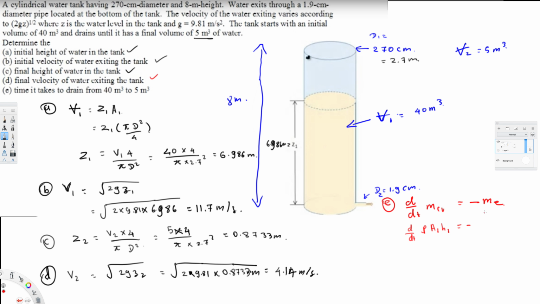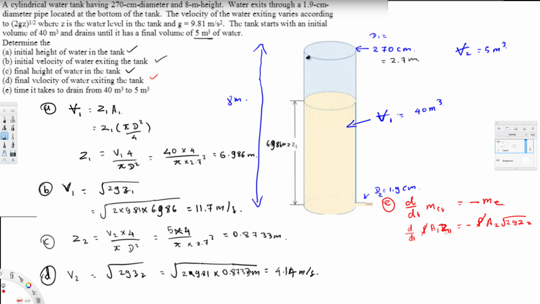So we have to multiply here by velocity. So this is going to be rho A2 times, instead of velocity I can put square root of 2g z2, right? For this one I can put z1 instead of h. Here we have rho cancels, so that makes everything easier.